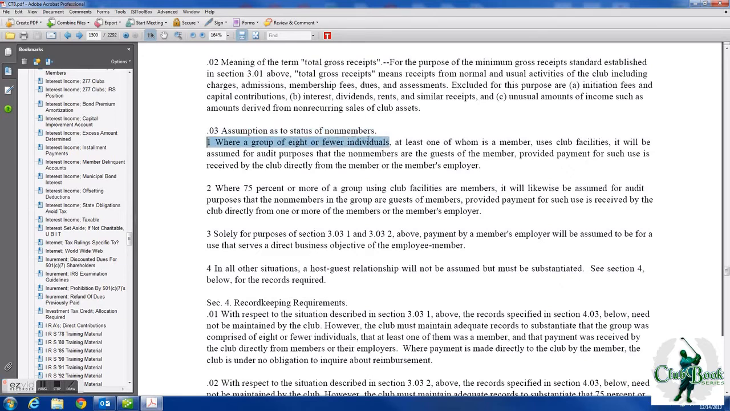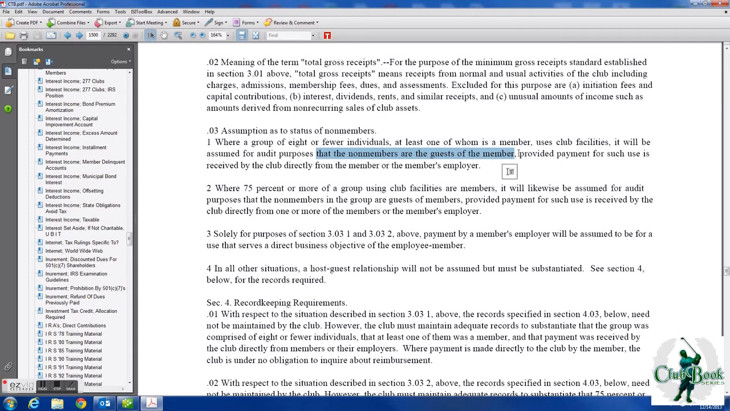Where a group of 8 or fewer individuals, that is an 8-top, that is 2 foursomes, or in the yacht club setting, think about the 8 bells. This is important, extremely important, at least one of whom is a member. So we're talking about 1 member and 7 guests that use the club. It will be assumed for audit purposes, and that is IRS audit purposes, that the non-members are guests of the member.